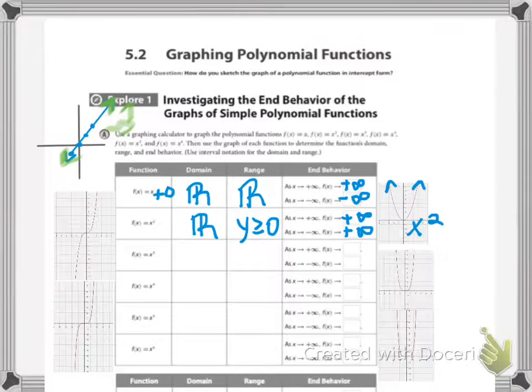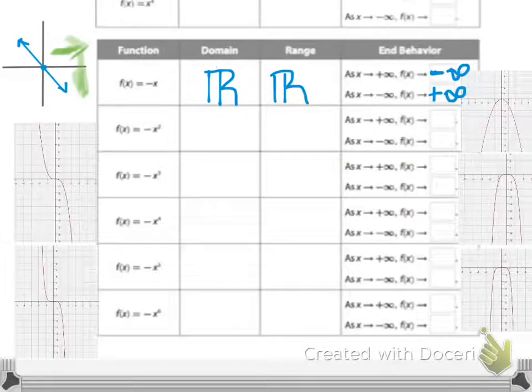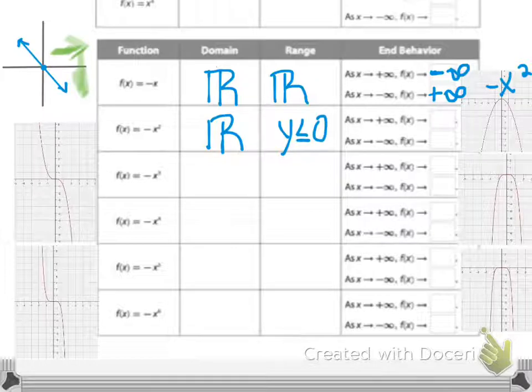If we look at negative x squared, so that's this graph right here, the domain is still the same: all real numbers. The range this time, though, is y is less than or equal to 0, because the graph is flipped down, right? So the highest it ever gets is 0 for the y. And this time, the ends of the graph both go towards negative infinity.